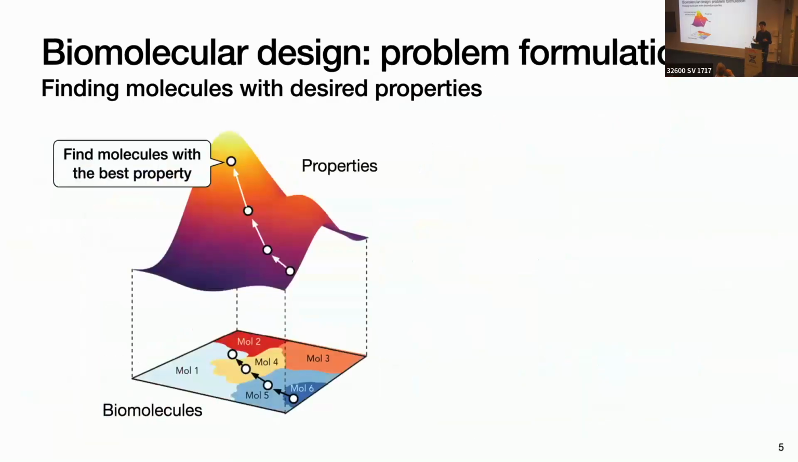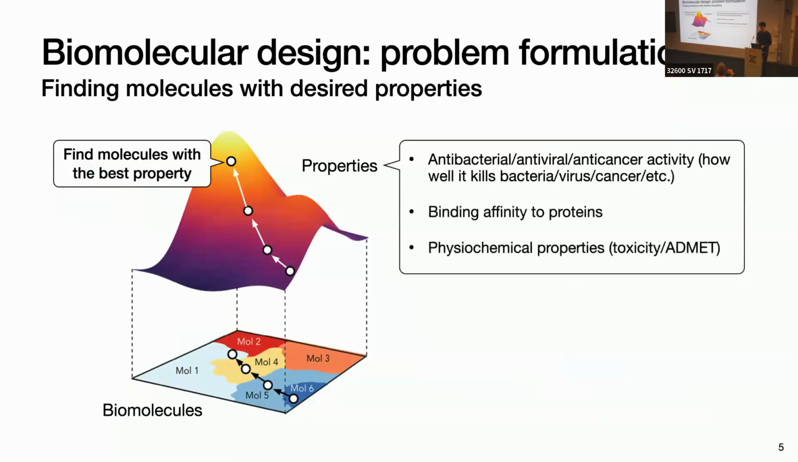And for those who are not familiar with this problem, I just want to give one slide of introduction to what we care about. Basically, we want to design molecules with some sort of desired properties. By properties, I mean many things. In the case of antibiotics, we could care about antibacterial activity, whether a molecule can kill bacteria, or it could be antiviral, anti-cancer, you just name it.